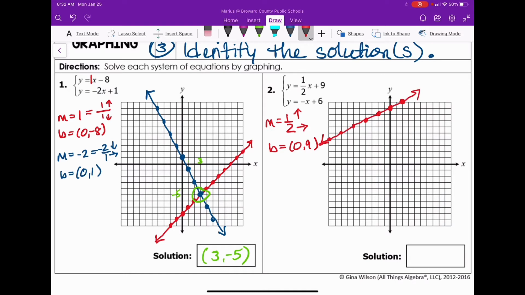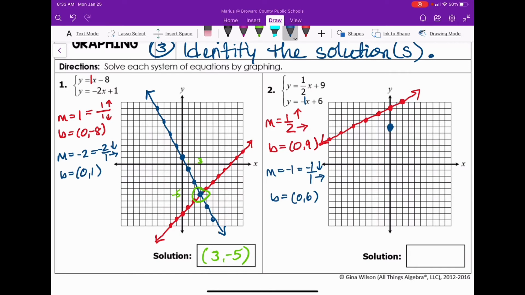All right. So for that second equation, I'll use the blue. For the second equation, m is equal to negative 1, which is equal to negative 1 over 1, which means go down 1, right 1. And the y-intercept is positive 6. So on the y-axis, we go to positive 6: 1, 2, 3, 4, 5, 6.